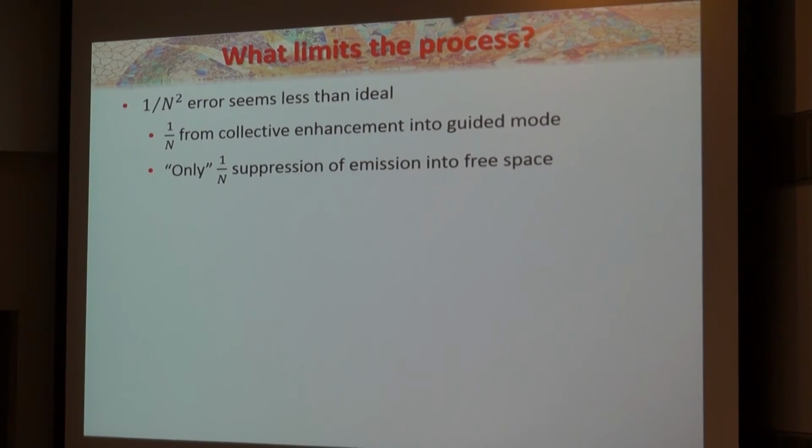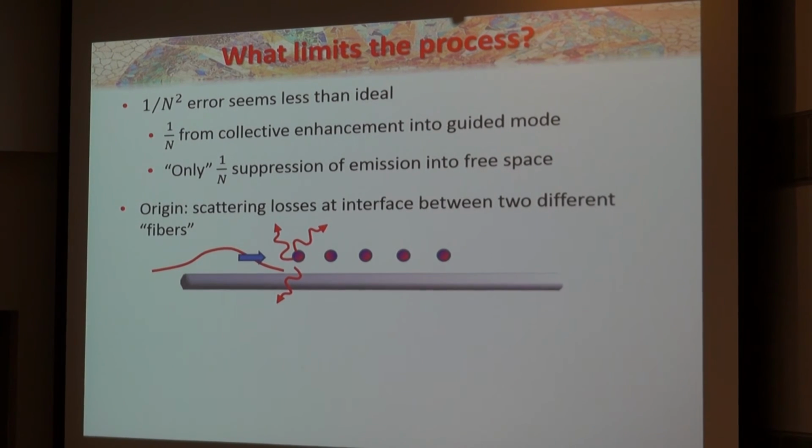So this 1 over n squared, you can ask where does it come from. In particular, it doesn't seem that ideal because we already get a factor of 1 over n just from normal collective enhancement of emission into the fiber. But we only gain an extra factor of 1 over n of suppression of emission into free space. But we already saw earlier, if I just have a chain of atoms in free space by themselves, I can suppress emission like 1 over n cubed. So where are those extra factors of n going?